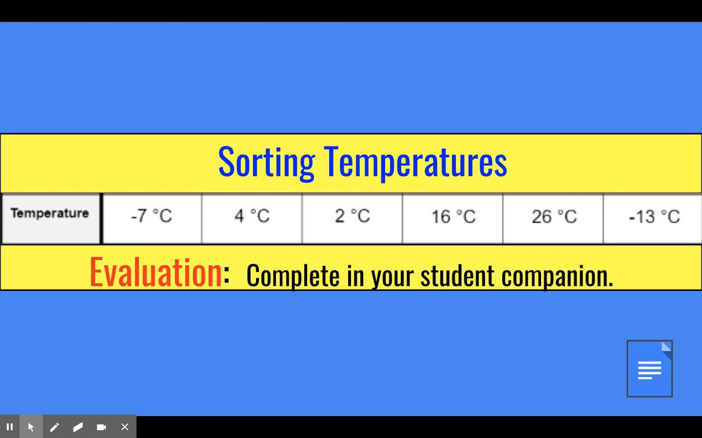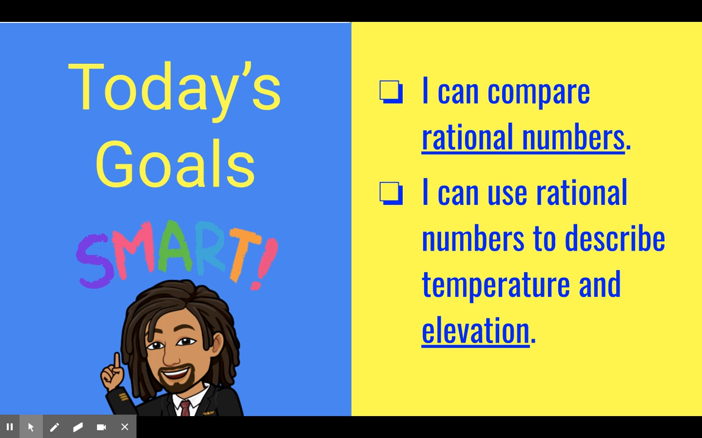Thank you guys so much for pausing and answering those questions and submitting your student companion in Google Classroom. Your goals for today were that we wanted to be able to compare rational numbers and also use rational numbers to describe temperature and elevation.